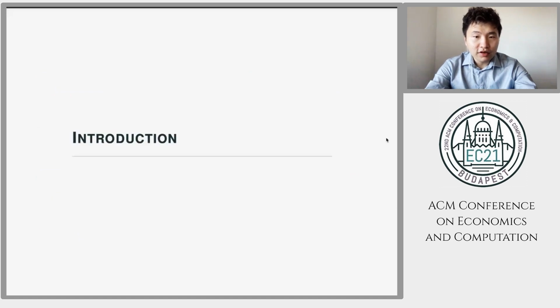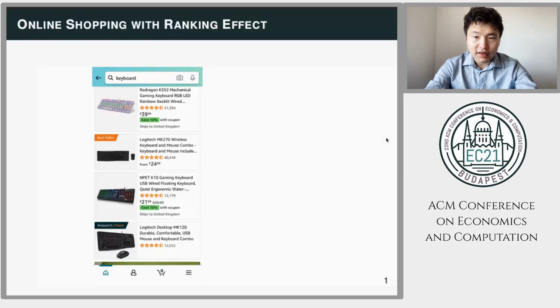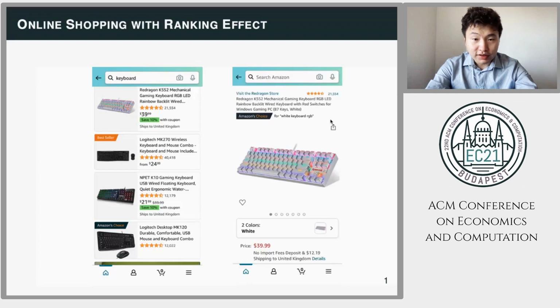In this work, we focus on revenue maximization for online retailers. To start with, we consider a case where a consumer would like to purchase items on online platforms. Suppose a consumer wants to purchase a keyboard. She would search the keyword keyboard on the online platform, and the platform would display a few related products of different prices, brands, and qualities. To obtain better knowledge of the displayed products, the consumer would click one of them, read the detailed description, and make the decision to purchase or not.